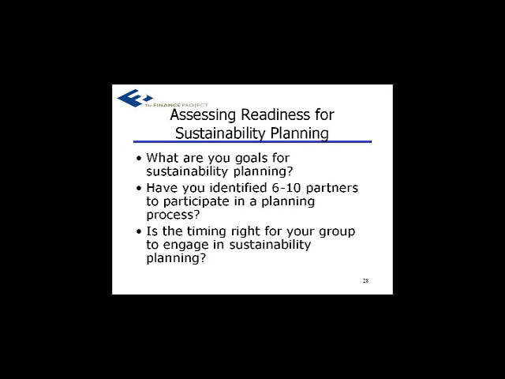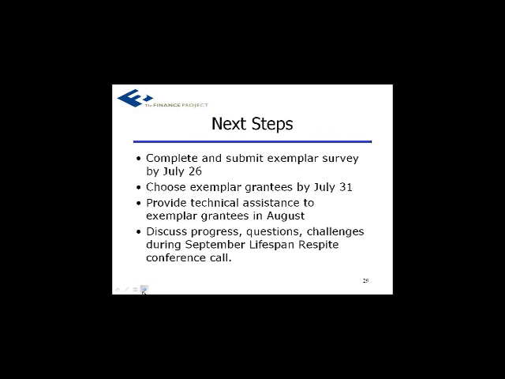And the last question is, is the timing right for sustainability planning? Has your leadership been in place for some time? Are there other major issues or efforts that might require some very dedicated time and attention? If you've had a recent change in leadership, or you've got some other critical issues going on that might impede the sustainability planning process, you might want to get some of those addressed before embarking on a process.